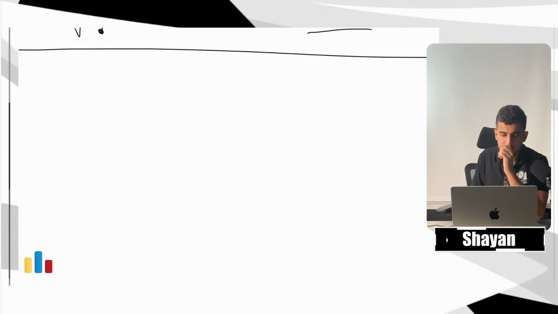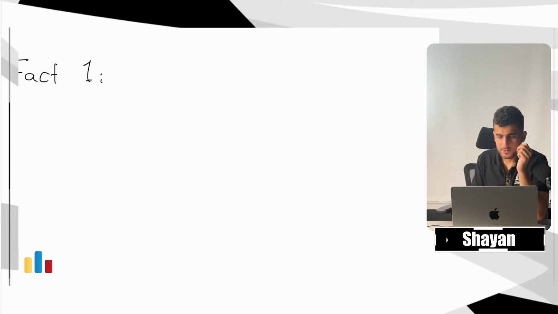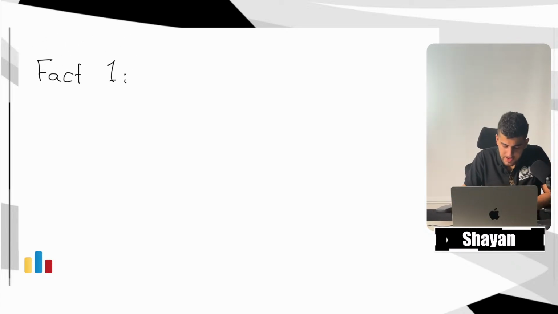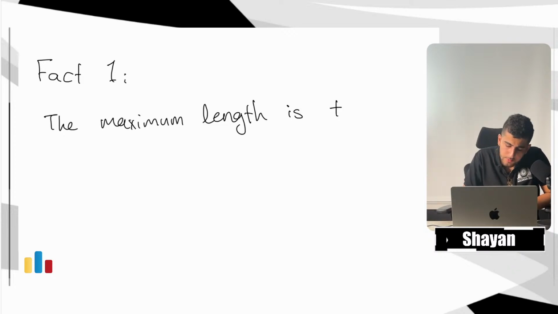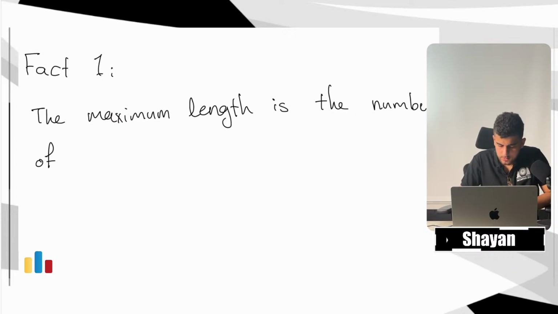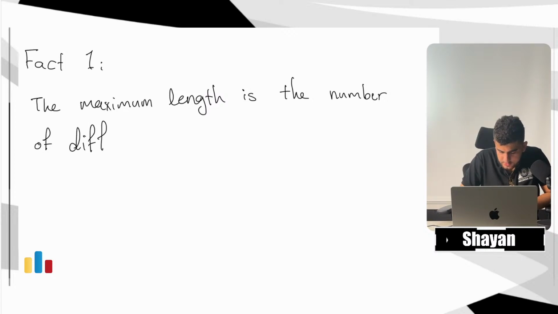So, yes, as you mentioned, as fact number 1, we can say that the maximum length, which is our first priority, is the number of different numbers in our array.